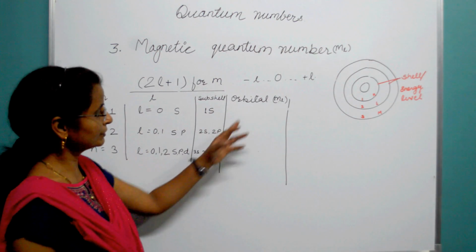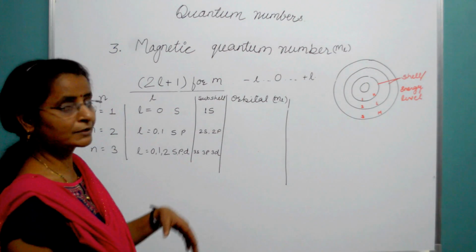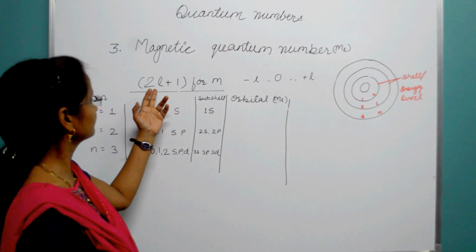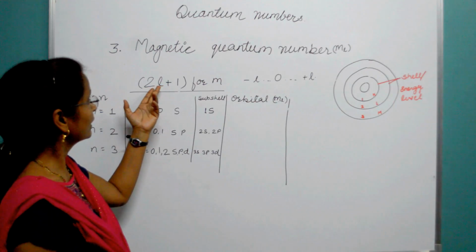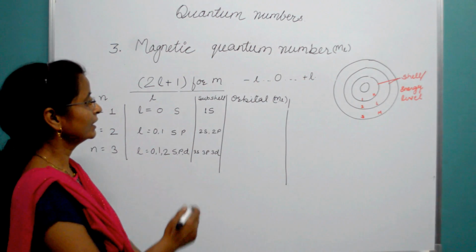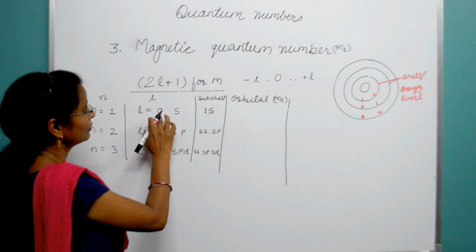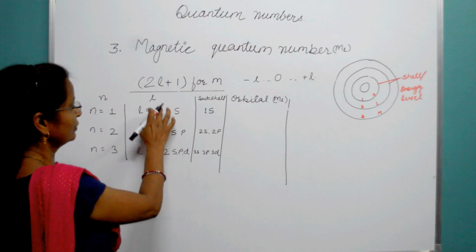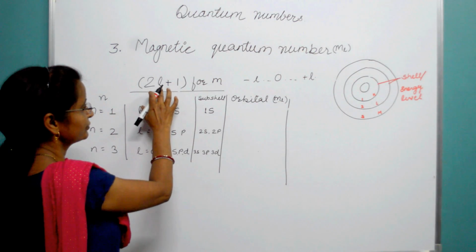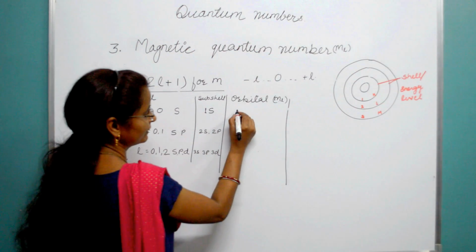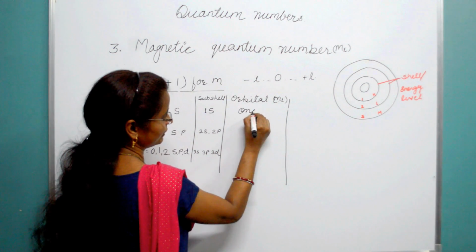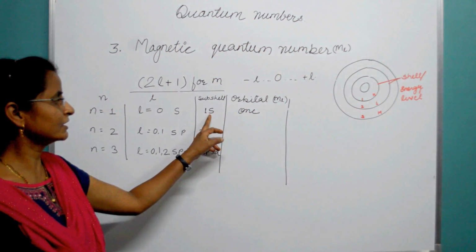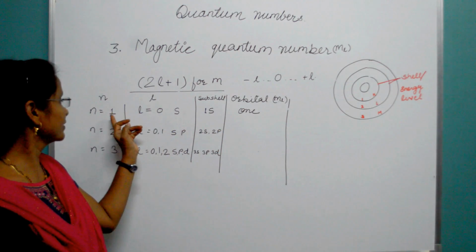So number of orbitals, what does the magnetic quantum number determine? Magnetic, and the value is 2L plus 1. So here how much is the value of L? 0. So 2 into 0 plus 1 means 1. Only one subshell is present. One orbital is present in the first principal quantum number.